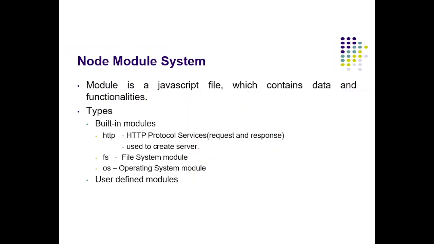Now we have to know what we mean by the node module system. A module is a JavaScript file, and it contains data and functionalities. It has several types. It has built-in modules, like HTTP. HTTP has the protocol services with the request and response used in creating a server. Then FS, the file system module, and the operating system module, and we can also give user-defined modules.